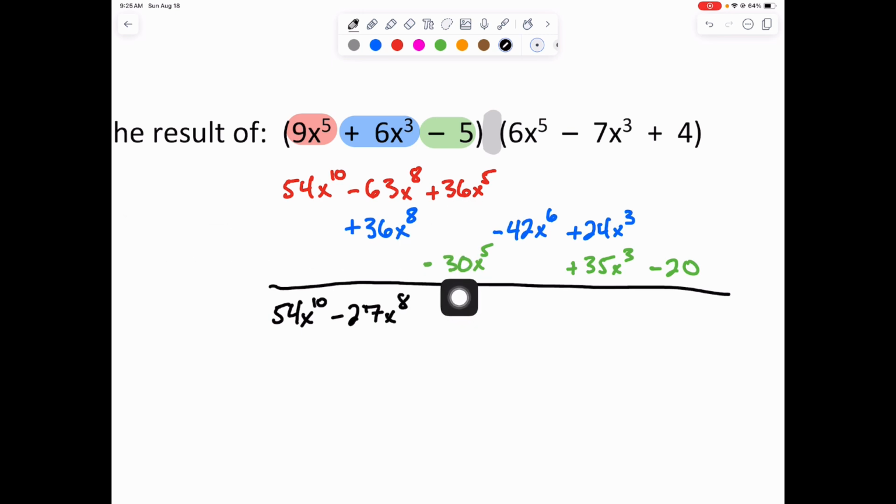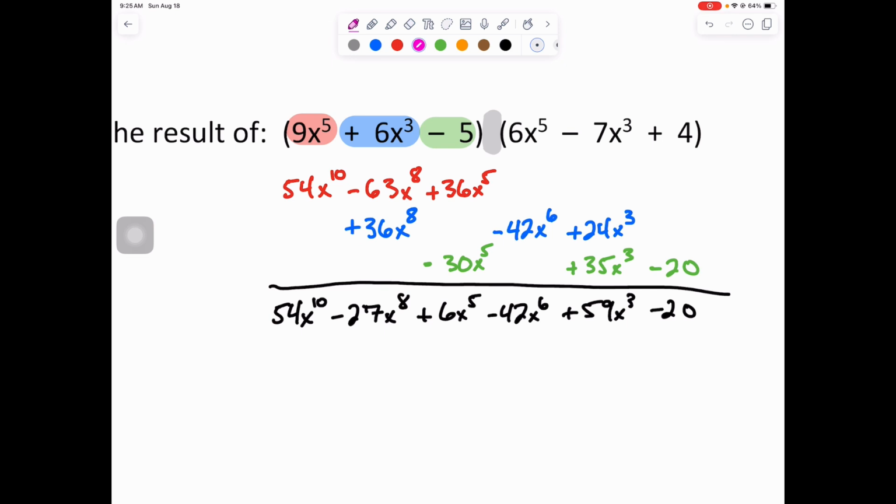36x to the 5th minus 30x to the 5th will leave us a positive 6x to the 5th. Our negative 42x to the 6th, we can just drop down. Yes, I do know that our exponents are out of order. We will do that in the last step. 24x cubed plus 35x cubed gives us that plus 59x cubed. Bring down your negative 20.